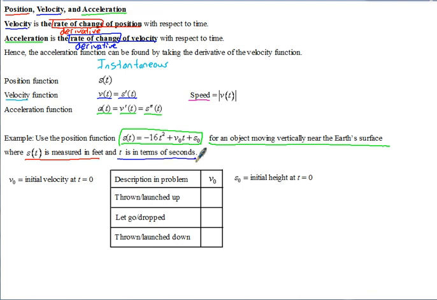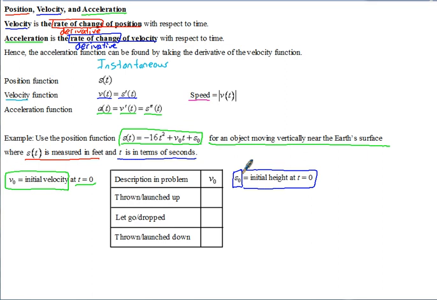And so what that little subscript of 0 means is v naught, as I say it, that's the initial amount of something. In this case, the initial velocity. In other words, at time 0, what's the velocity at the very beginning of the problem? And s naught is the initial height. In other words, it's the initial position, how high it is off the ground to start with.